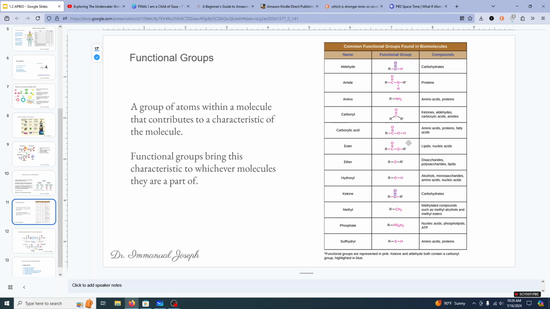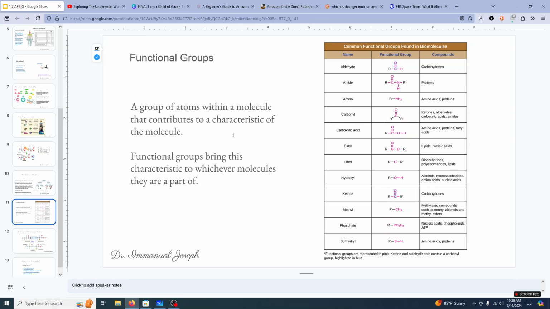Carboxylic acid or carboxylic groups have a C double bonded to an O, and the C is attached to an O, which is attached to an H. So it's COOH. And carboxylic groups have the tendency to lose the hydrogens. What that means is they are increasing the H plus concentration in the solution. So that makes them acidic. So we call these carboxylic acids.